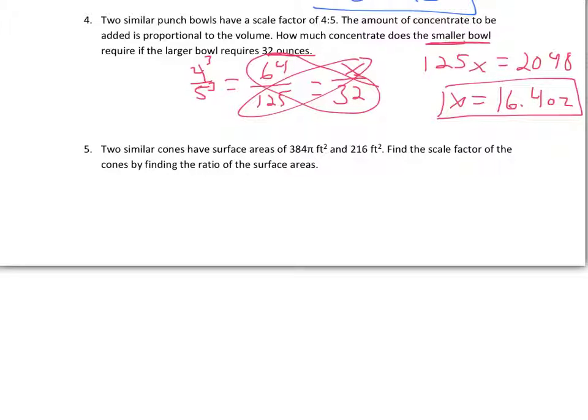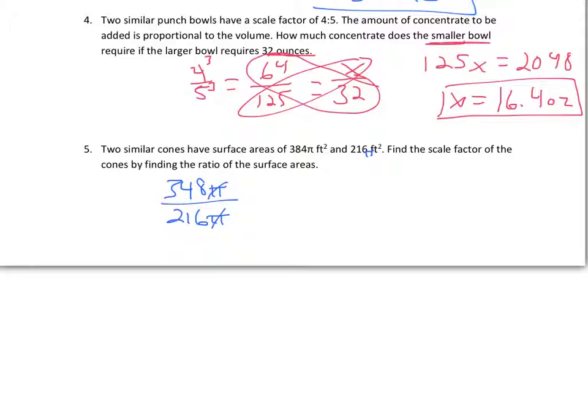Okay, and very last problem. Two similar cones have surface areas of 384 pi and 216 pi square feet. There should be a pi there. Find the scale factor by finding the ratio of the surface areas. So we can find the ratio of these surface areas, 348 pi over 216 pi. Right? The pi's don't matter, they cancel each other out. We can reduce that as much as we possibly can.